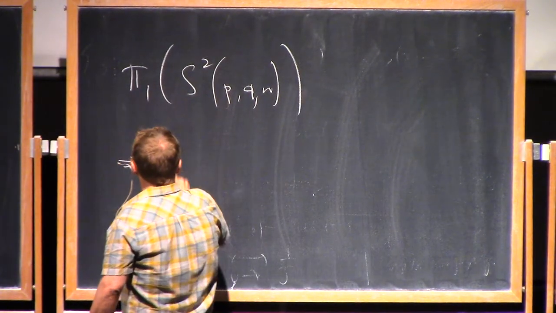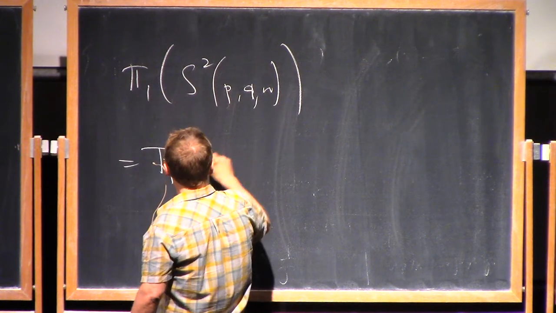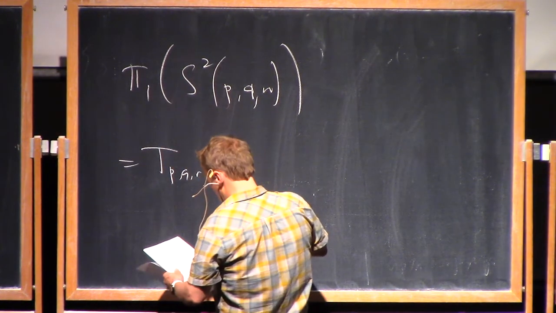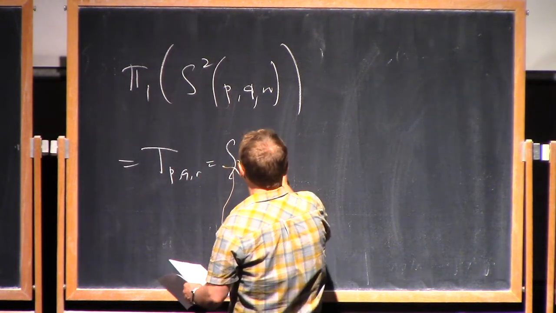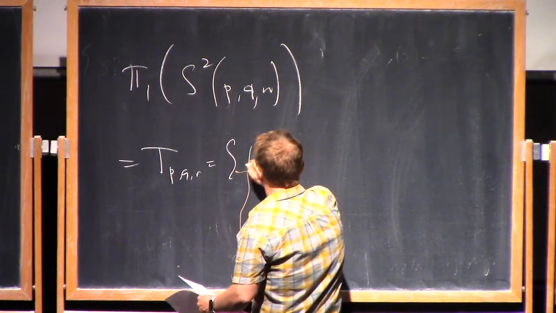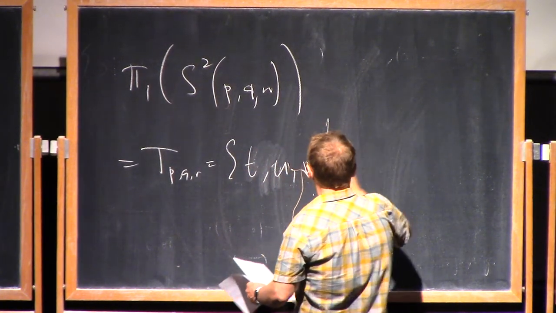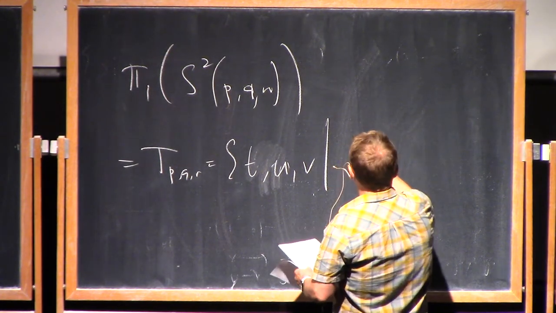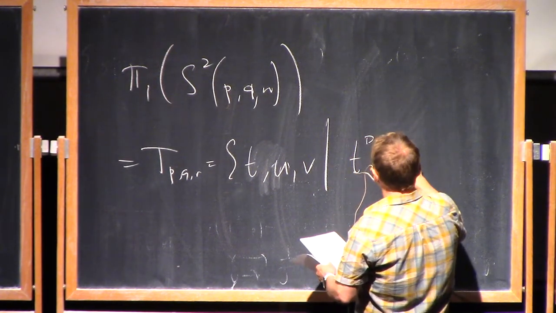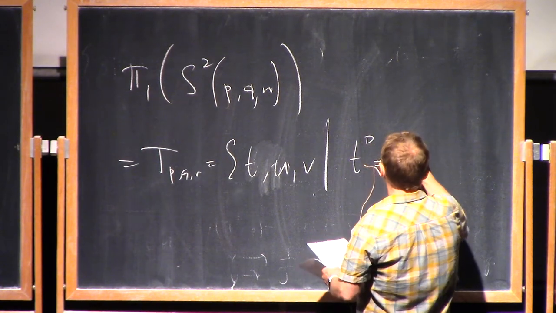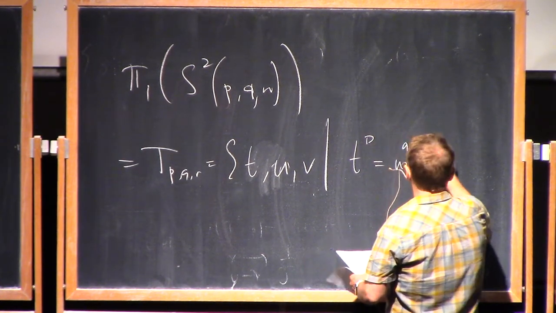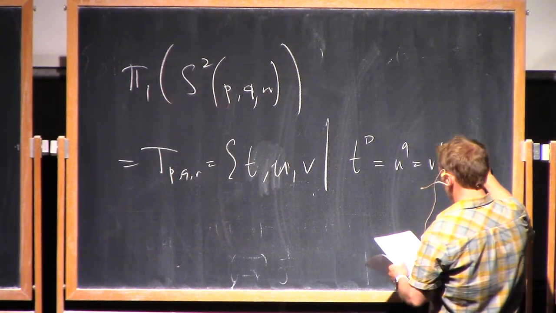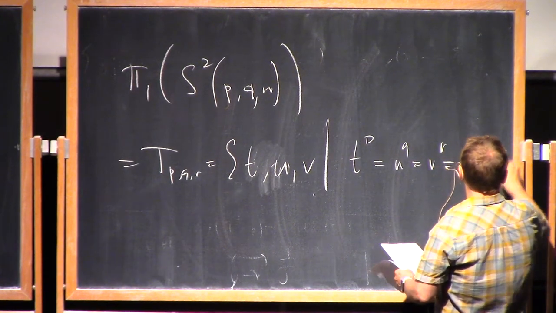That's the triangle group T(p,q,r) with generators T, U, and V, so that T to the p is equal to U to the q is equal to V to the r is equal to TUV is equal to 1.